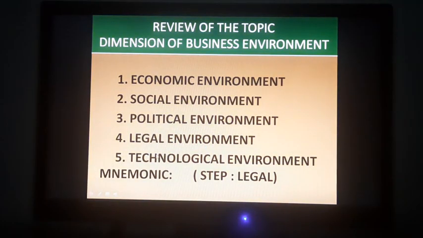So in today's topic, let us go for a review of this topic. In total, how many environments or dimensions are there? 5. Which are they? Economic environment, social environment, political environment, legal environment, and technological environment. To remember these 5 points, you just remember STEP legal: S for social, T for technological, E for economic, P for political. Then remember legal. STEP legal will help you to remember that there are 5 dimensions of environment.